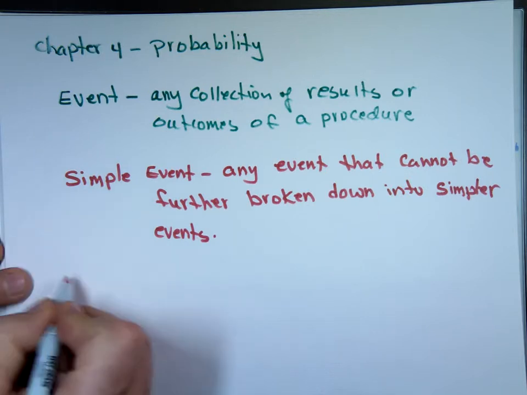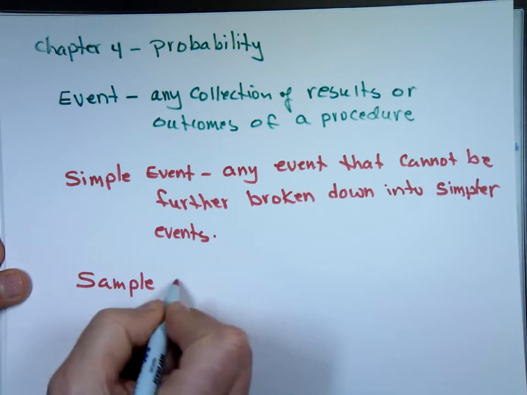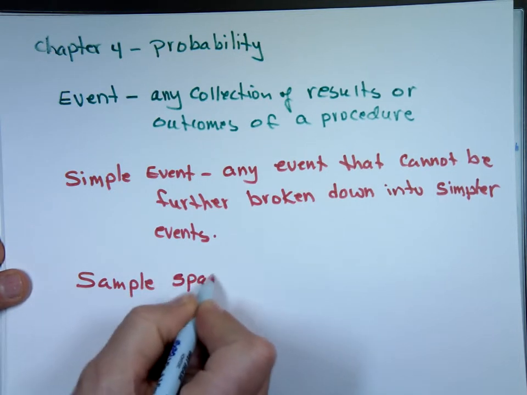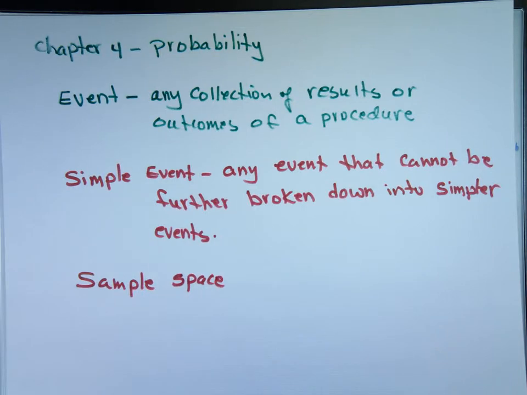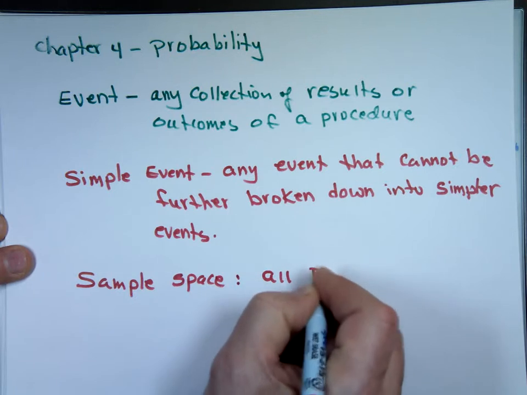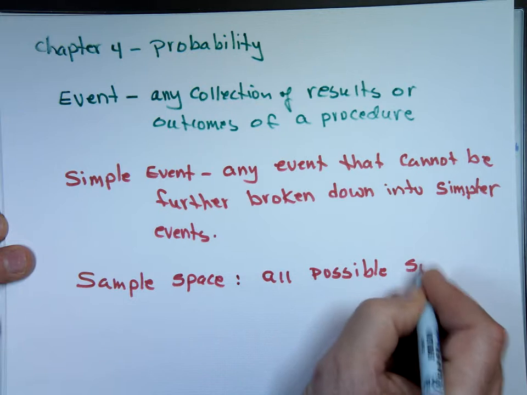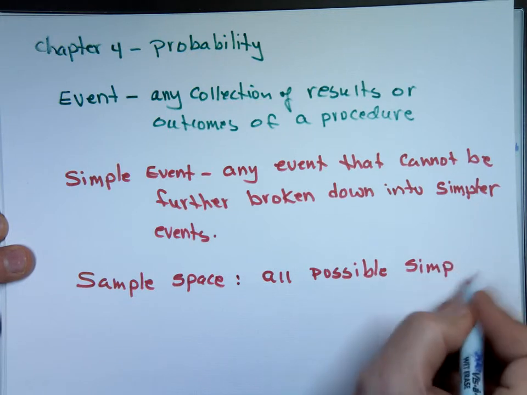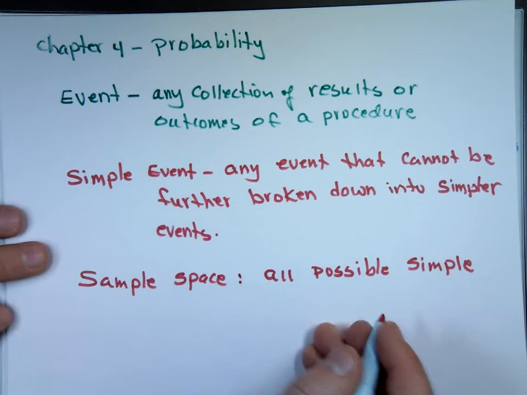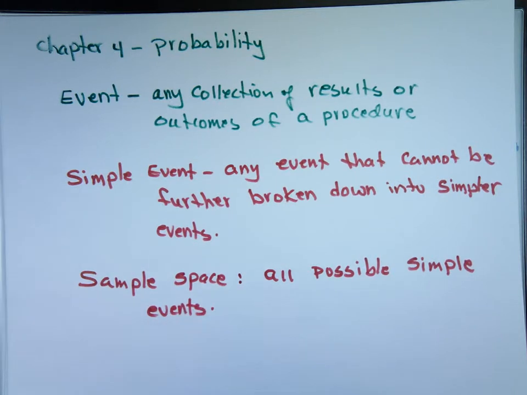Now, the other thing we're going to be talking about is called sample space. That's all possible outcomes. I'll give you an example of compound versus simple events. All possible simple events, we call that the sample space. You list all the possible outcomes.